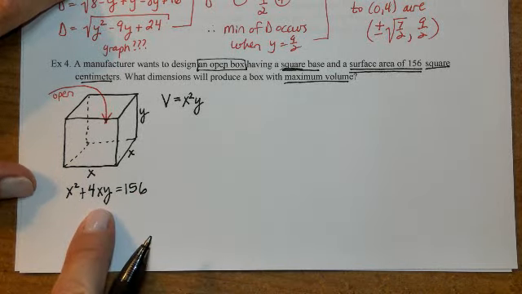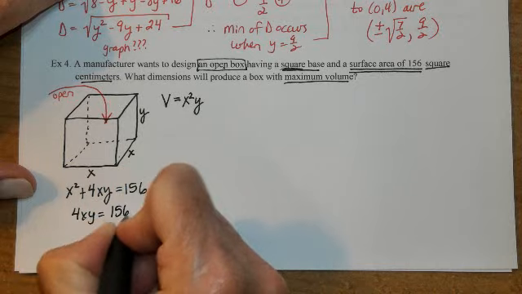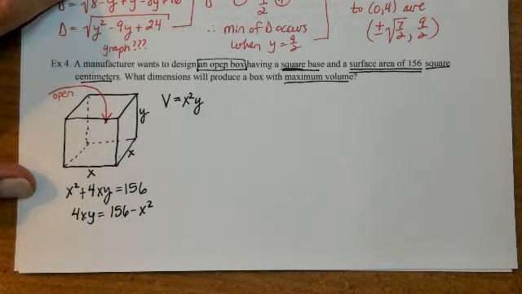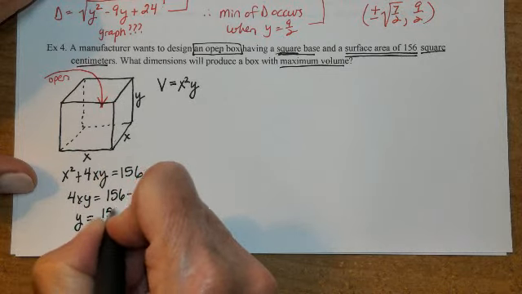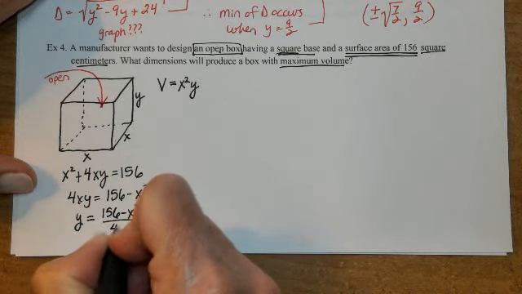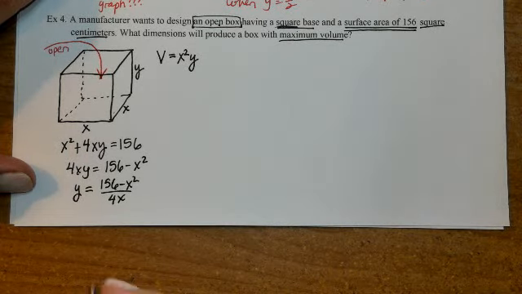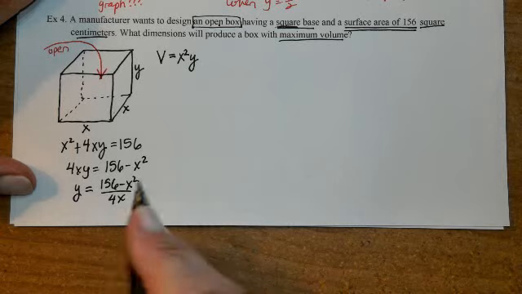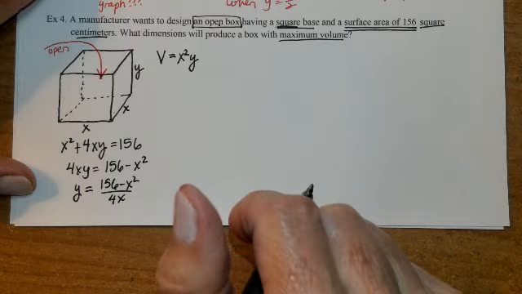I'm going to take this and solve it for y. So 4xy is equal to 156 minus x squared. And now I'm going to divide both sides by 4x. Okay. I find it easier, you guys. Well, I guess we can leave it like this. That's fine. Now we're going to put this expression of y in for y in our volume equation, right?